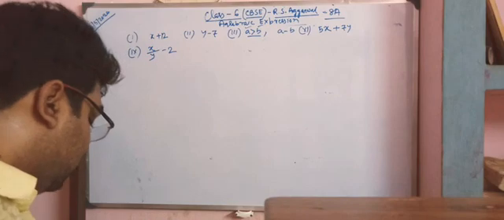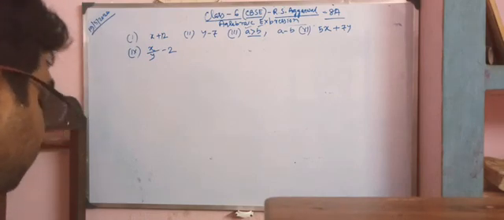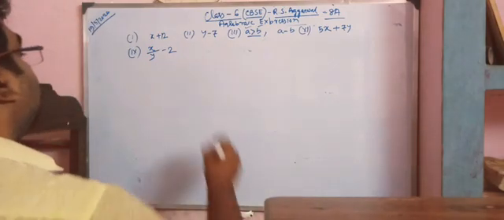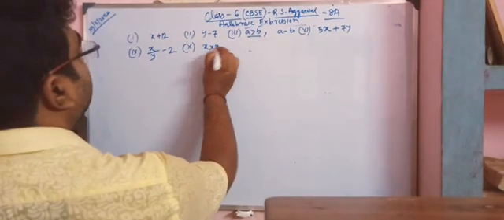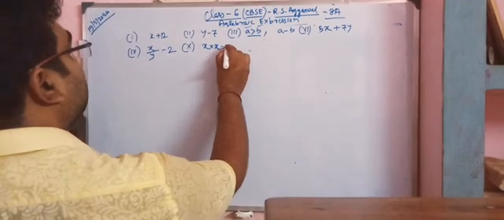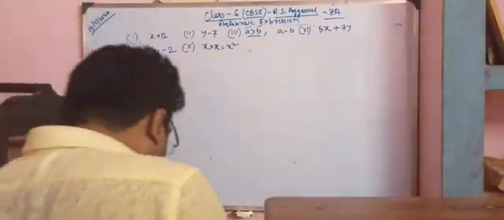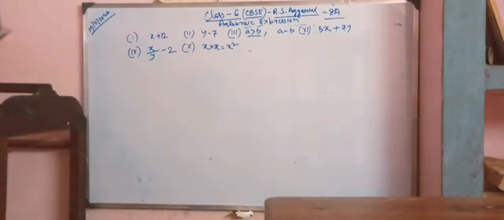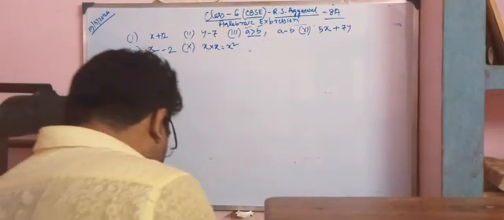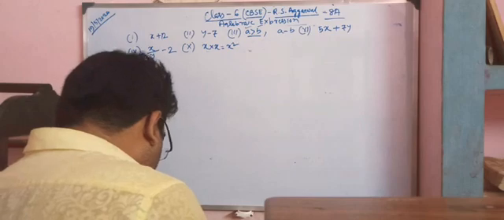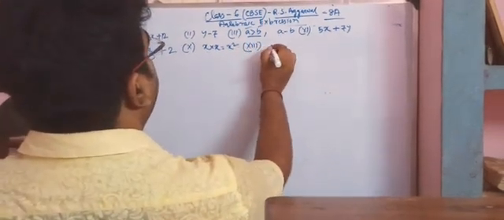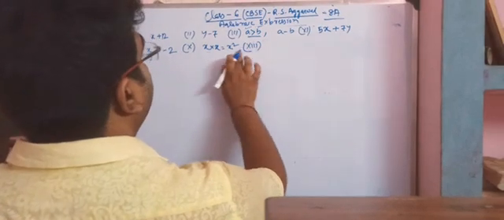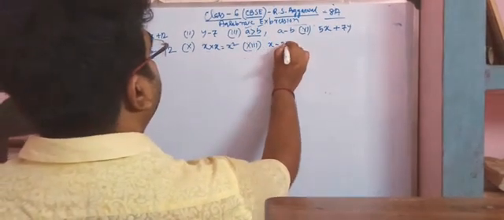Next, x multiplied by itself means x into x. It is multiplied to itself. That means x square. Next, come to question number 13. X minus twice y. It is stated in the book. So x minus twice y.